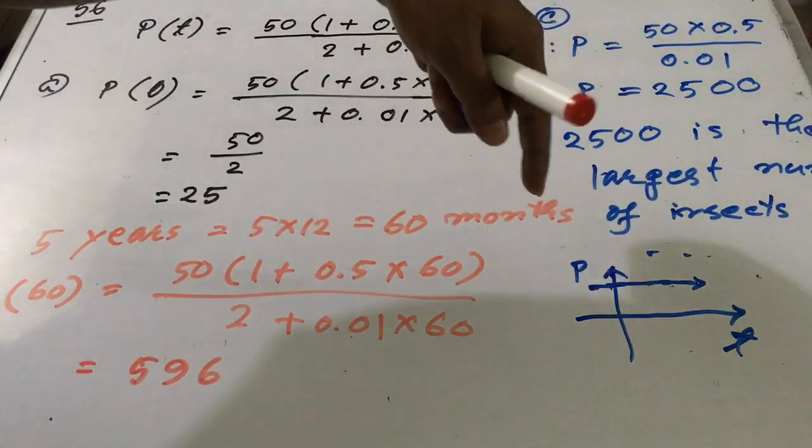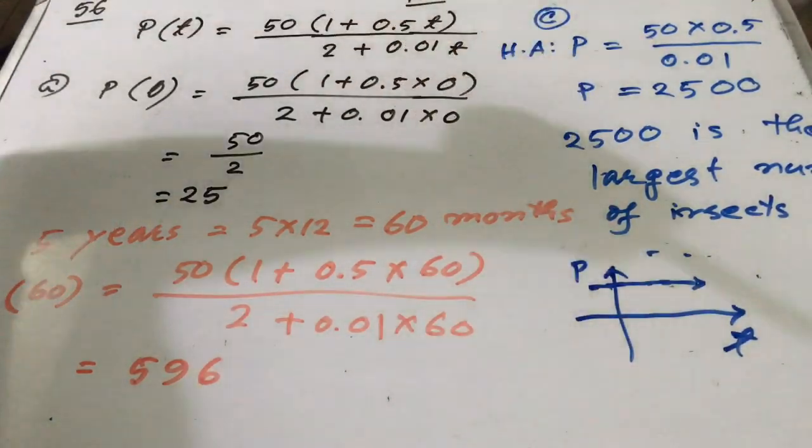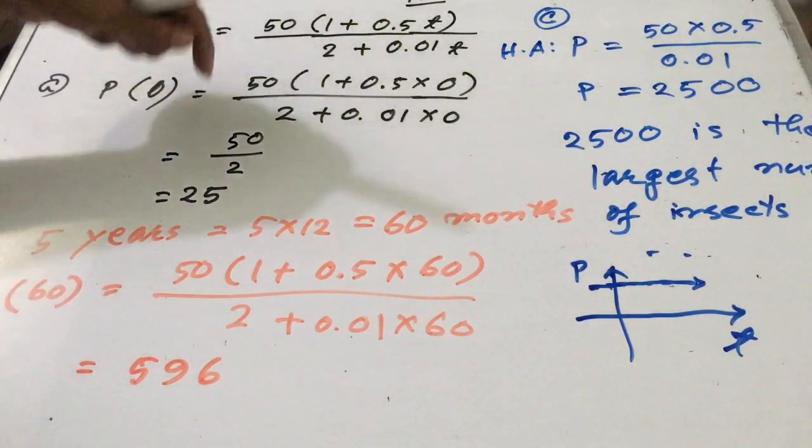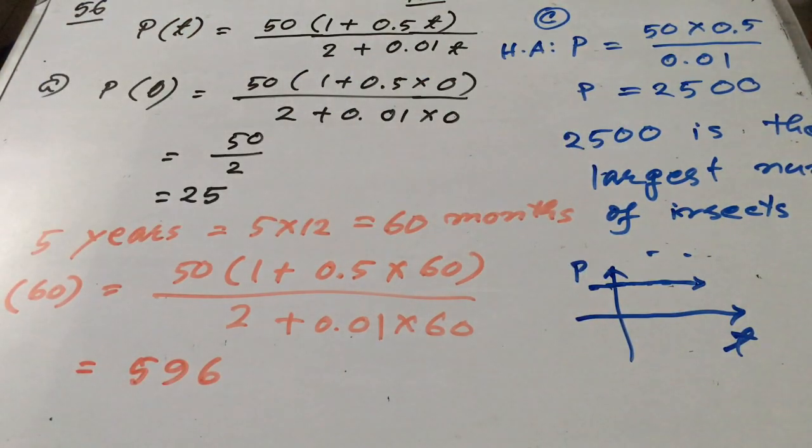Normally we say y equals, but in this question it is p. That's why we are saying p equals. This always depends on how we define the function. The graph actually comes from there.